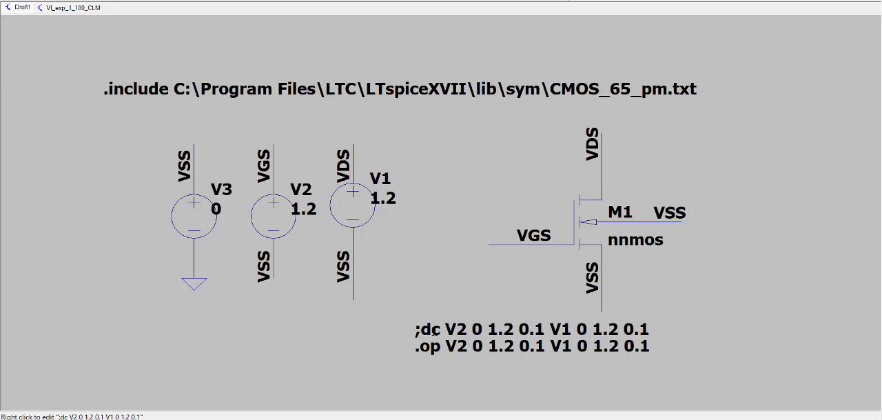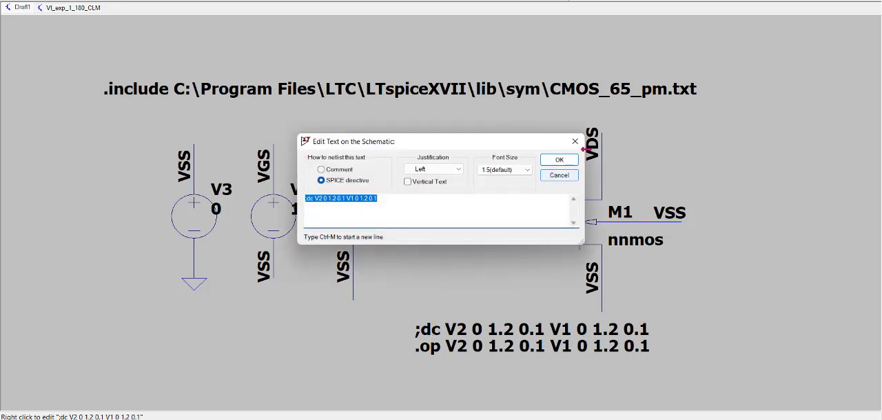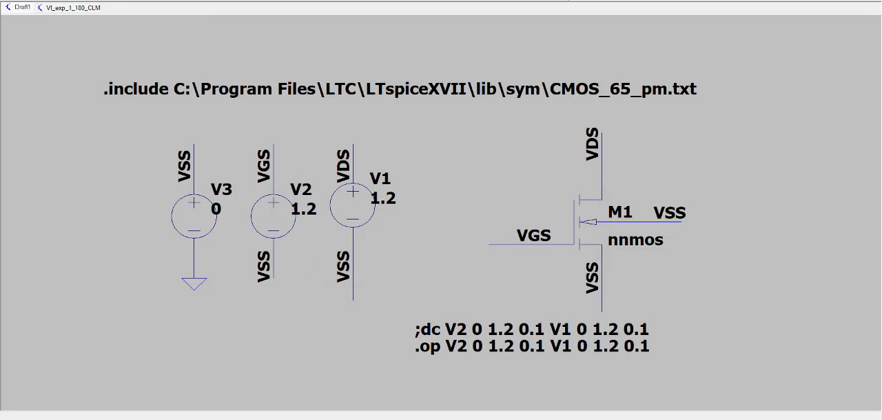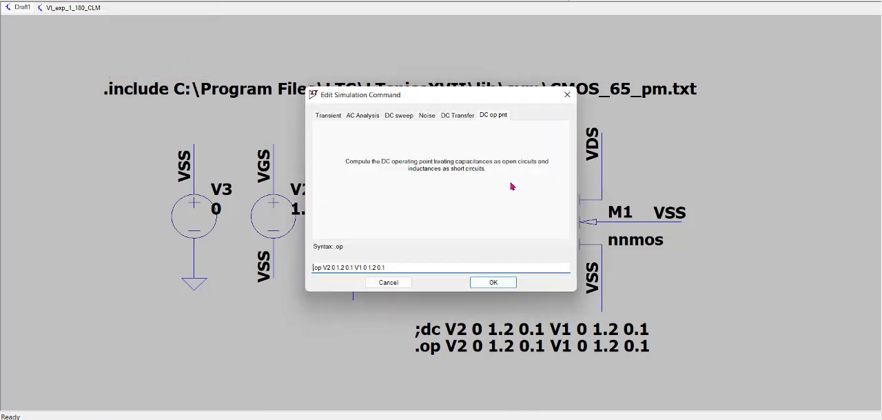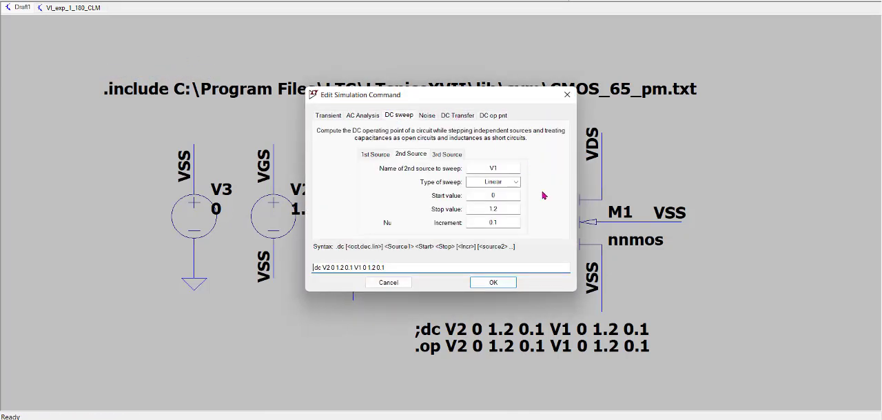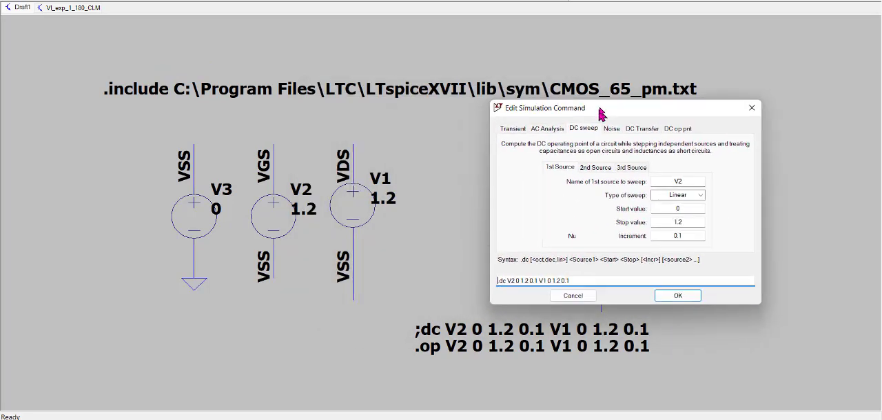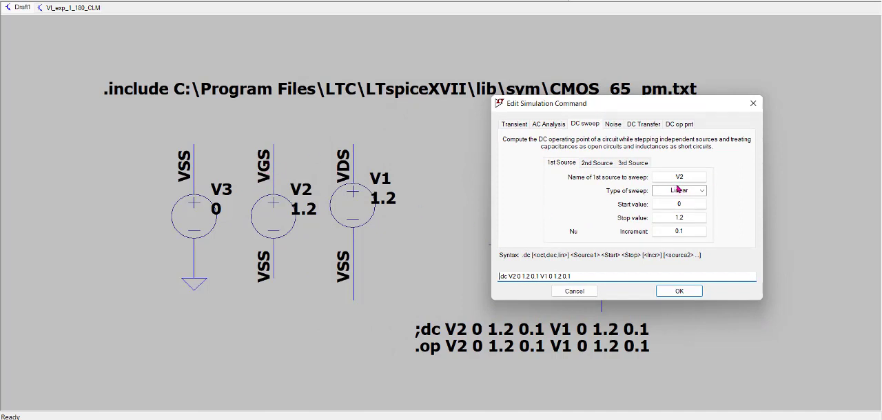So let me just show this to you. Yes. So see, I have taken the first source as V2, which is nothing but VGS. So I am varying VGS linearly. Start value is 0, end value is 1.2, and I am incrementing by a factor of 0.1 volts. And the second source sweep is V1, which is nothing but VDS, and similarly I am varying VDS also.